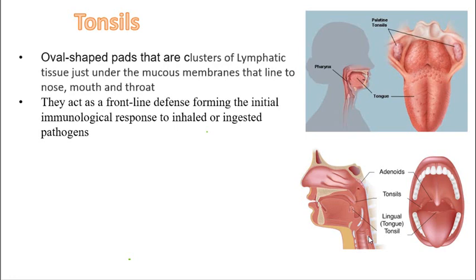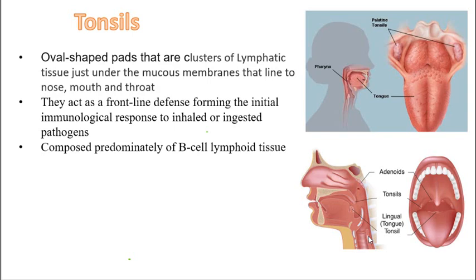When antigens are inhaled or ingested, tonsils are appropriately positioned for exposure. They're appropriately positioned for exposure, which means that as soon as you ingest or inhale a pathogen, that will lead to the development or initiation of an immune response.